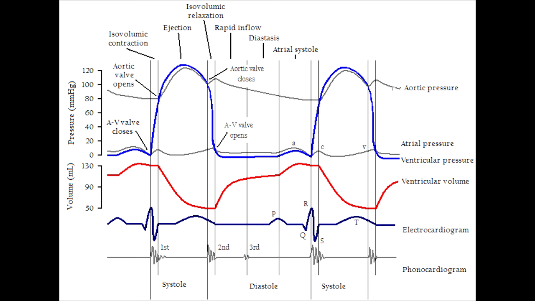So this is the aortic pressure, the pressure that is in the aorta, which is the first artery that departs from the left ventricle and goes on to the systemic circulation. This gray line here is the atrial pressure, the pressure you can find in the left atrium.